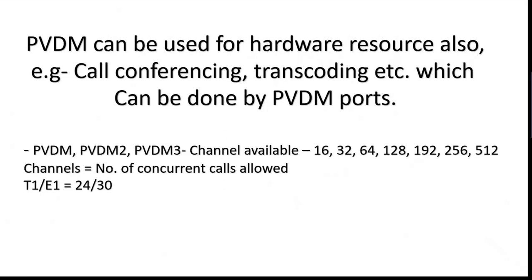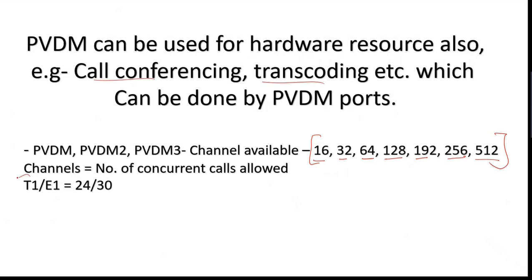PVDMs can be used for hardware resources also, for example, for call conferencing, transcoding, etc. PVDM comes in different versions and with different numbers of channels. We have PVDM, PVDM2, PVDM3. The channels available are 16, 32, 64, 128, 192, 256, 512. We have these different variations of PVDMs available, but not all the channels are used for calls only. Some are reserved for call conferencing and transcoding also.